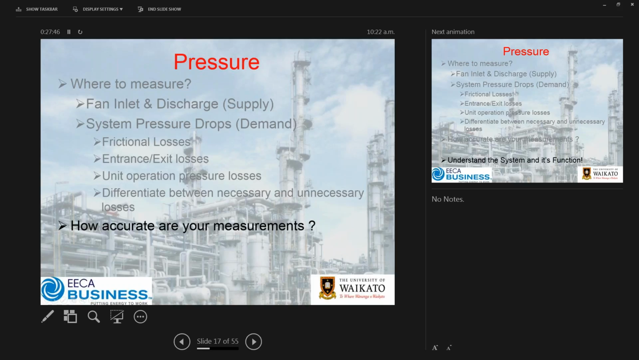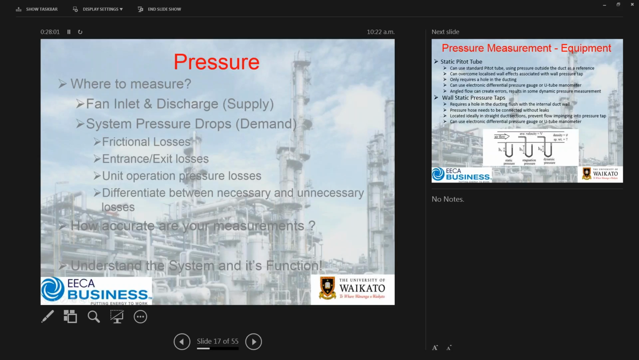Now we talked about this in a previous webinar where we talked about system curves and fan curves, but what we just want to remind ourselves again is how accurate our measurements are, and what the limitations of our equipment are. And once again, reminding ourselves we need to understand our system and its function.